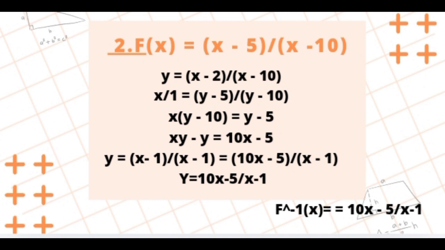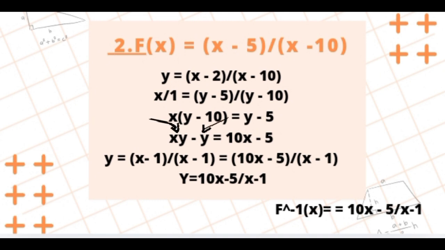Step 2, we're going to switch the x and y variables. This is because inverse functions flip the role of the input and output. So we now have x equals y minus 5 over y minus 10. So we're going to solve for y. To do that, we'll multiply both sides of the equation by y minus 10, so x times y minus 10 equals y minus 5. Now expand the left side: xy minus 10x equals y minus 5.